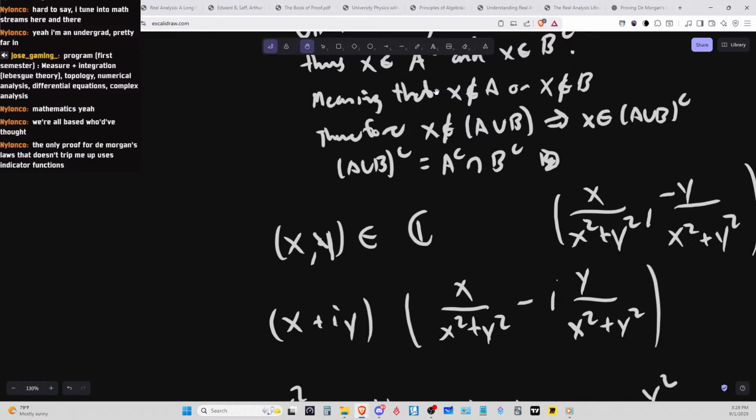The only proof for De Morgan laws that doesn't trip me up is using the indicator functions. What are those? I've never heard of those.